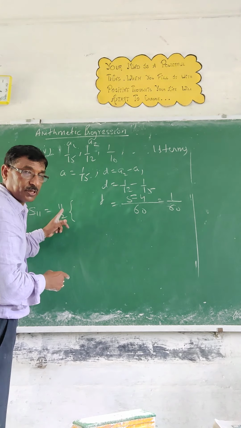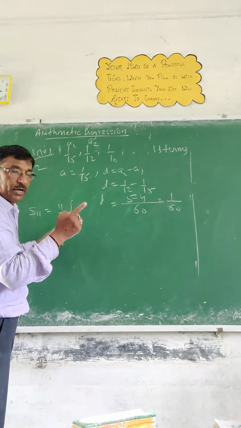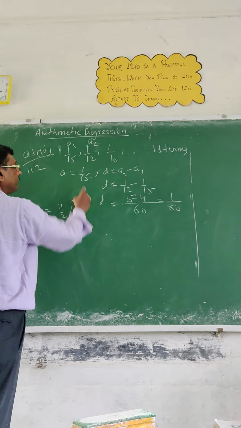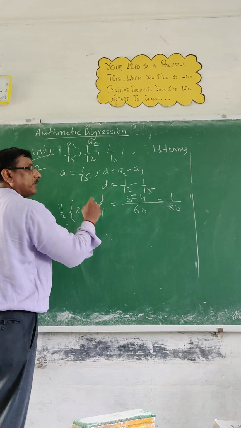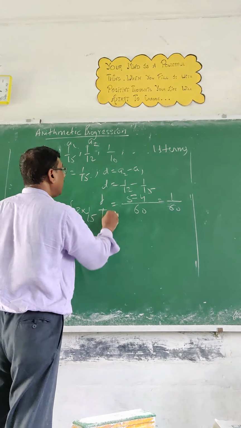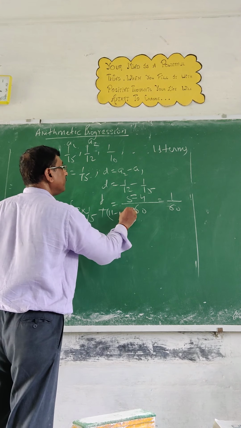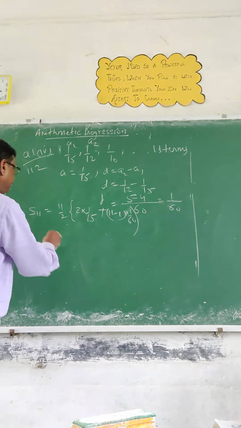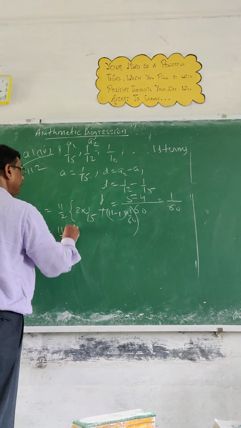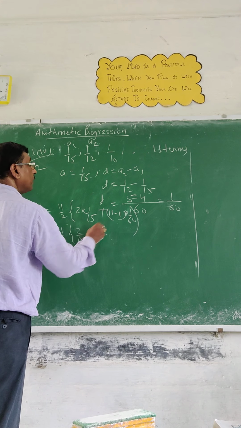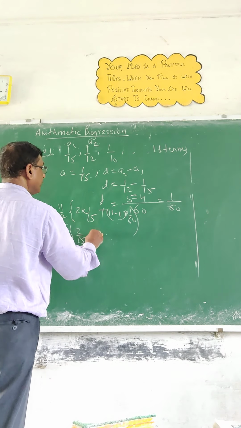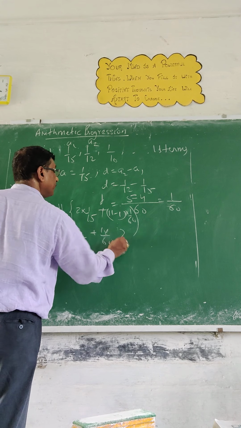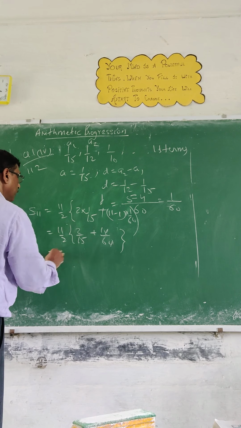11, that is the number of terms, till n by 2. Revise the formula: n by 2, 2A, 2 into A, plus n minus 1 into d. n is 11, so 11 minus 1, into D. So now solve. 11 minus 1, that is 10. Now just solve this bracket.